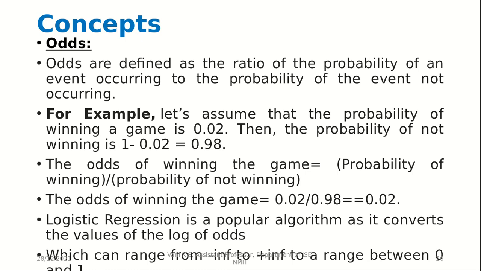Now the odds of winning a game is the probability of winning upon the probability of not winning, which will be somewhat 0.02 only. Now logistic regression is a popular algorithm as it converts the values of the log of odds, which can range from -infinity to +infinity, to a range of 0 and 1.